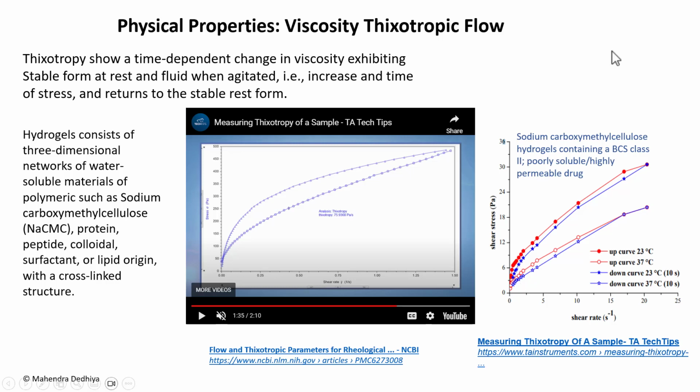So let's look at sodium CMC hydrogel containing a BCS class 2 poorly soluble drug. We can increase shear rate and measure shear stress or viscosity. Here are the results. Up curve at 23 degrees and down curve at 23 degrees. You can see thixotropic behavior. Similarly, at 37 degrees, up curve and down curve. Again, we see thixotropic behavior.